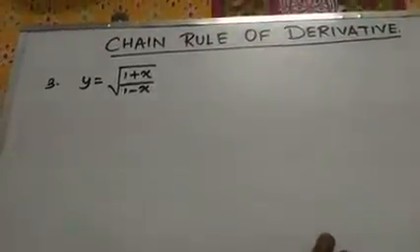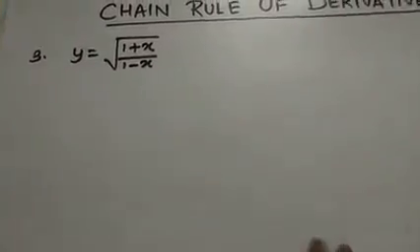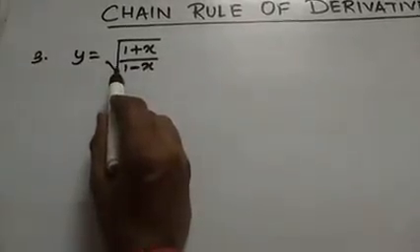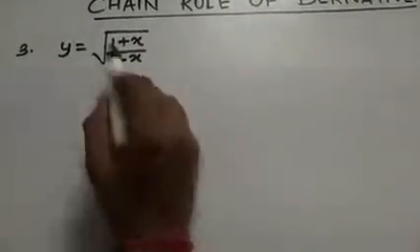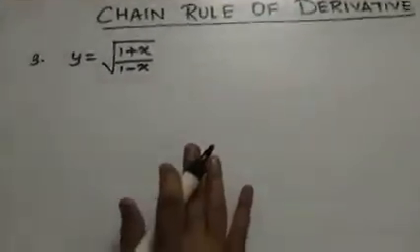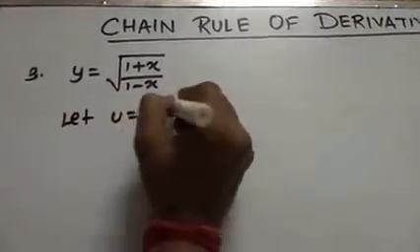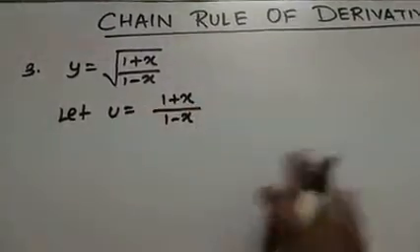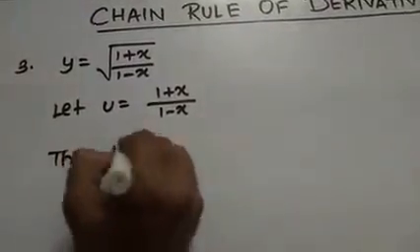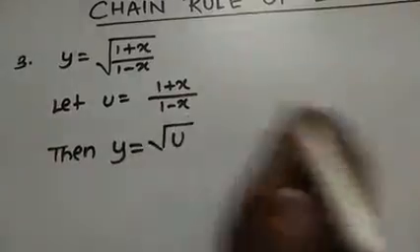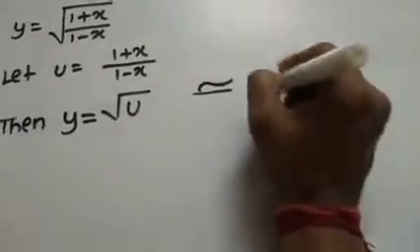Okay, question number 3, y equals square root of (1 plus x) by (1 minus x). Again we can see that there are two things. One is the square root, another one is this fraction function, in the form of a rational function, (1 plus x) by (1 minus x). So similarly, in the same way, we can assume let u equals 1 plus x. Simple. You always have to assume the function and convert the given quotient into a known form, that is square root of u. This is similar to root over x.